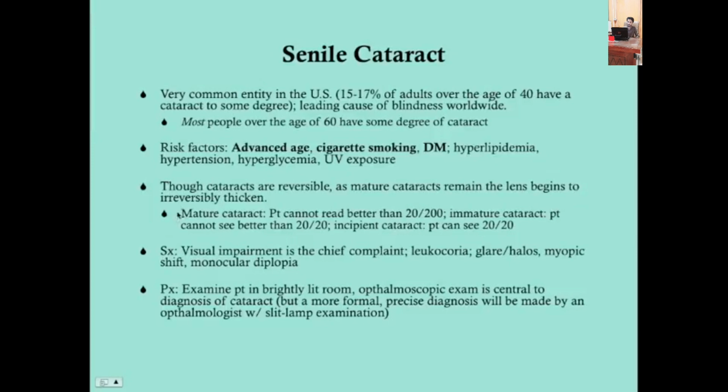So I just want to introduce you to some definitions here. A mature cataract is when a cataract is present and the patient cannot read better than 20/200.